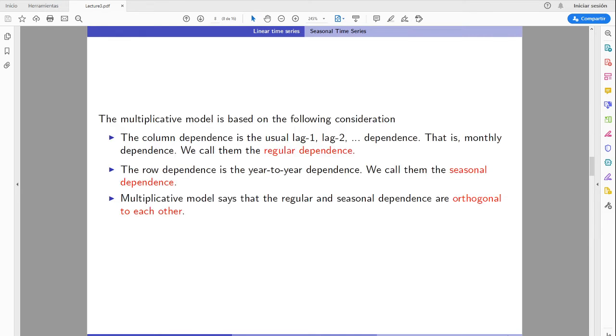Now, the multiplicative model is based on the following. The column dependence is lag dependence. We will call that regular dependence. The row dependence is year-to-year dependence because each row represents 1 year. We will call that seasonal dependence. And the multiplicative model has an interesting property. It says that these two dependencies are orthogonal to each other.